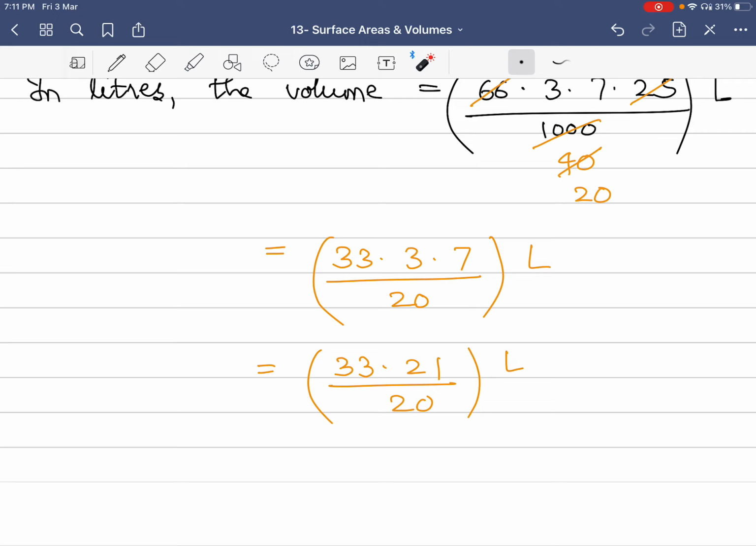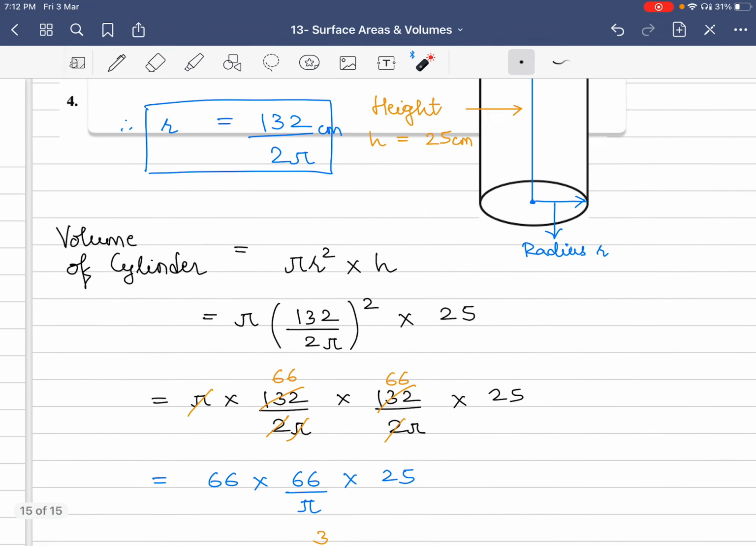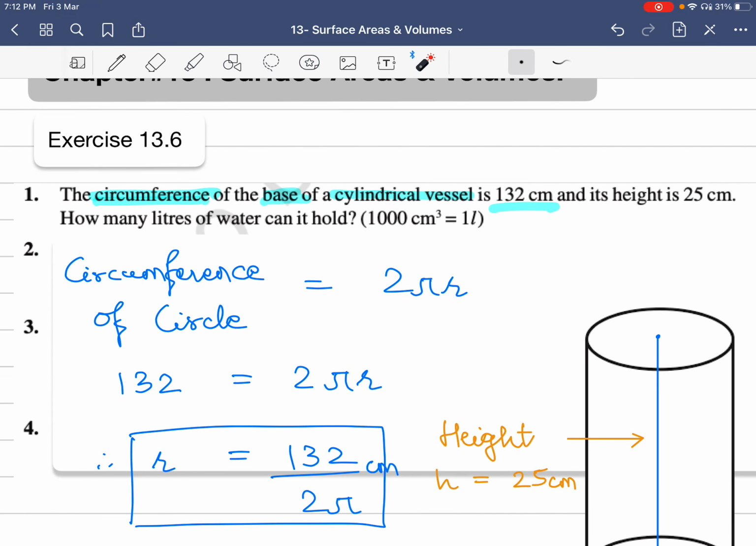We can always use a calculator to find the exact value, but I am going to skip that part. So this is approximately equal to 33 liters. It will be a little more than 33 liters, I think about 34 or 35. Anyway, the accuracy doesn't matter. What matters is the steps we follow to come to this answer. So approximately 33 liters is going to be the capacity of this cylindrical vessel with this circumference and this height. So this is how you approach a problem.